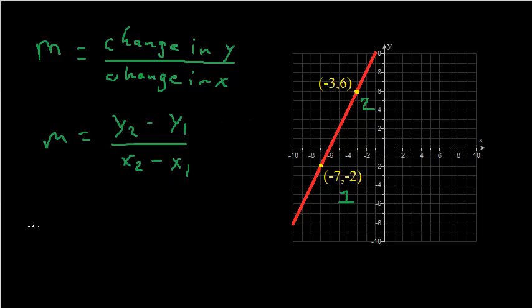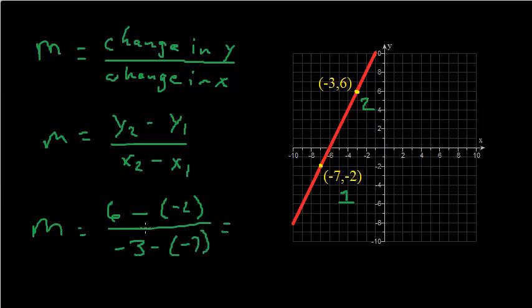So my slope then, m, is equal to 6 minus a negative 2 all over negative 3 minus a negative 7. 6 minus a negative 2, that's the same as adding 2, so I have 8 over negative 3 minus a negative 7, that's the same as adding 7, so a positive 4, which gives me a slope of 2.